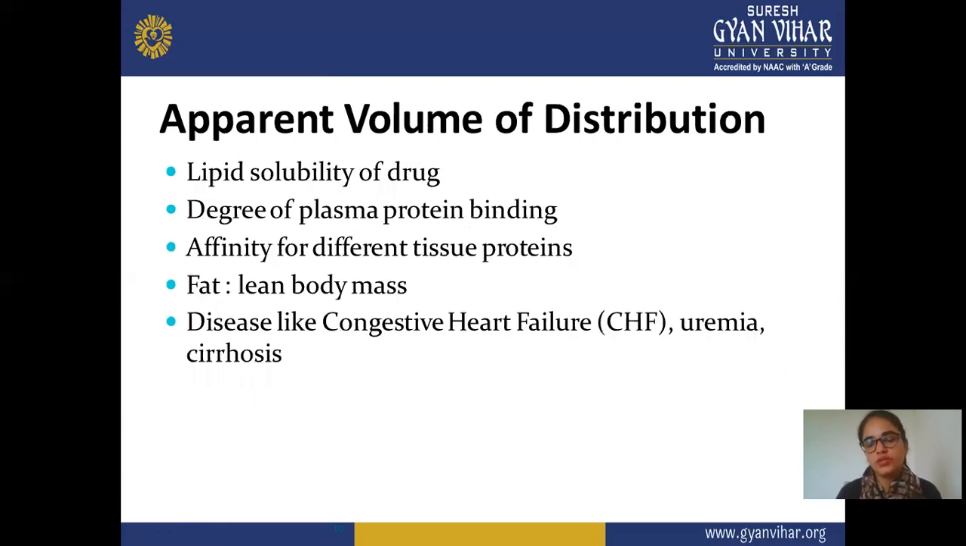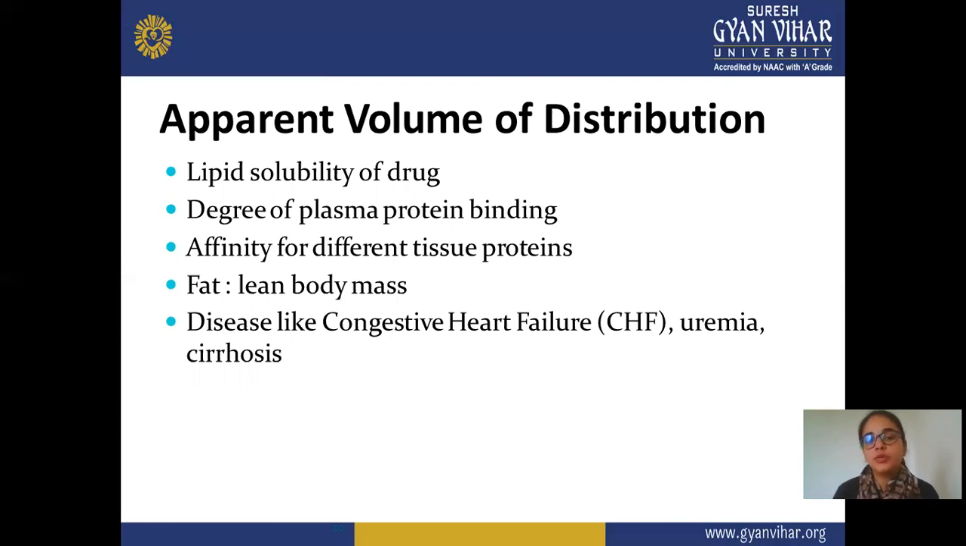After this, there are factors that determine how the apparent volume of distribution is distributed throughout your body. The first is the lipid solubility of a drug, meaning how lipid soluble the drug is, because lipid soluble drugs are more appropriate and good at showing the maximum effect. So the apparent volume of distribution also depends on the lipid solubility of a drug, how easily the drug is solubilized in oil, or its affinity for a lipidic or oily medium.